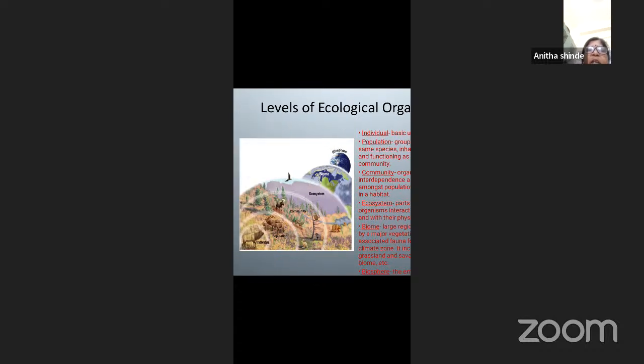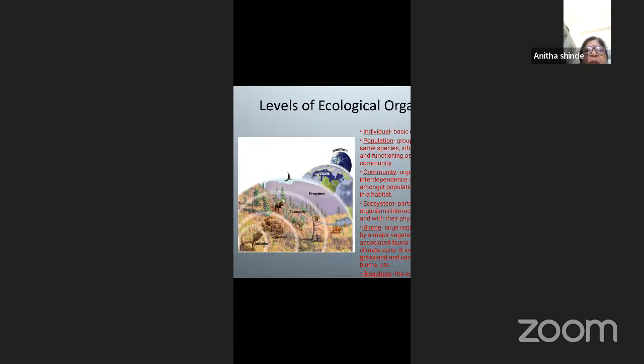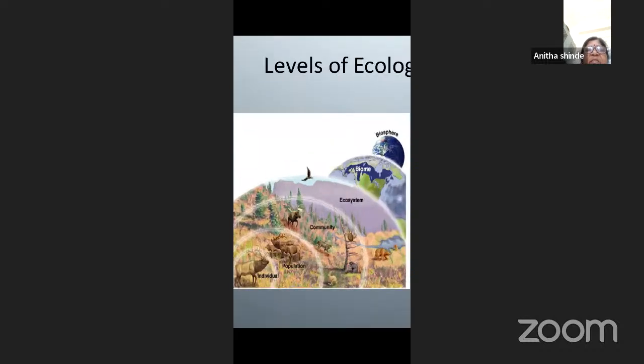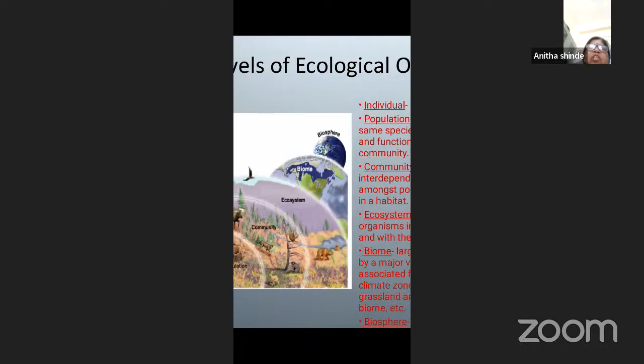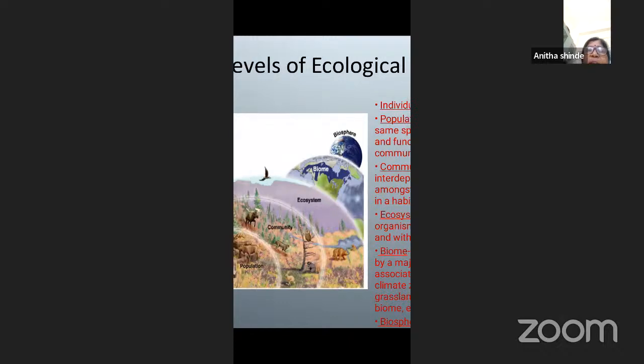So this is how last time we have already discussed. An individual will make a population. Population will make a community. Community will form an ecosystem. Ecosystem will form a biome. And biome will form a biosphere. So all these are very important. These are nothing but the different levels of ecological organization.